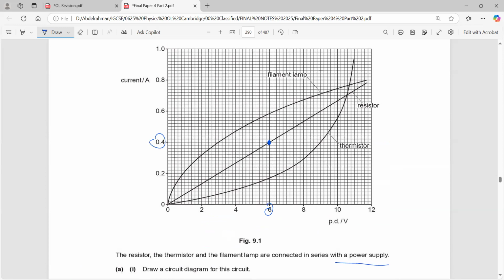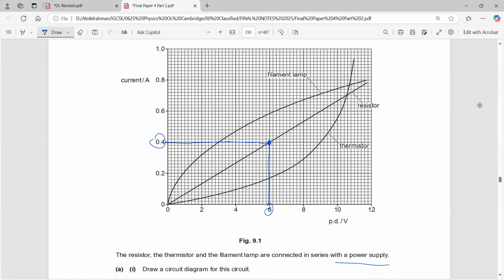It should have a current of what? Of 0.4 amperes. Why? Because I drew a line from 6, and it has a current of 0.4 amperes. Does this mean that all of the components would have the same resistance? Would they all have the same voltage of 6 volts, so the total voltage is let's say 18 volts? Maybe, or maybe not. It's not necessarily that 6 times 3 would be 18.